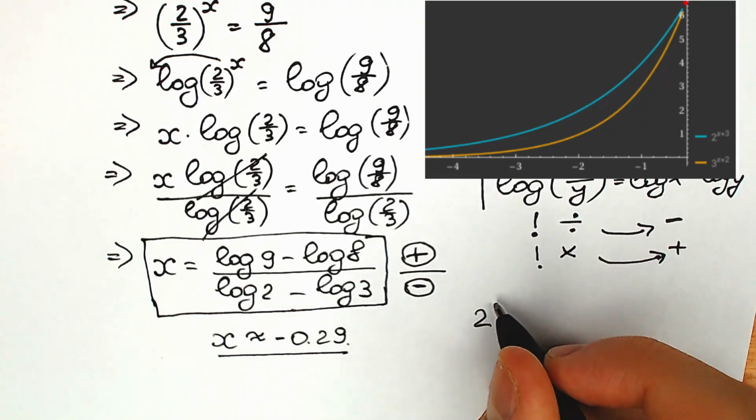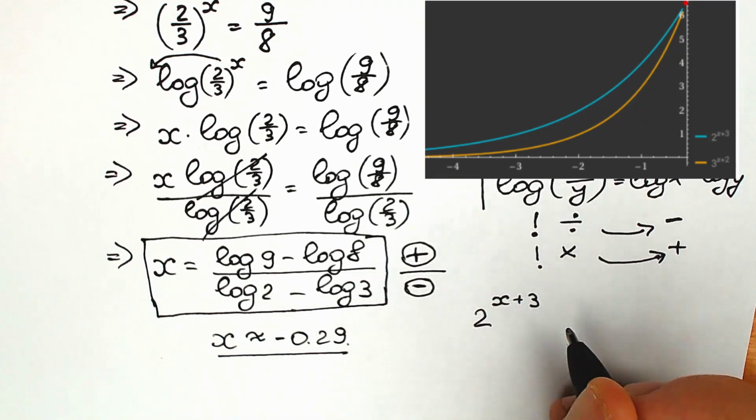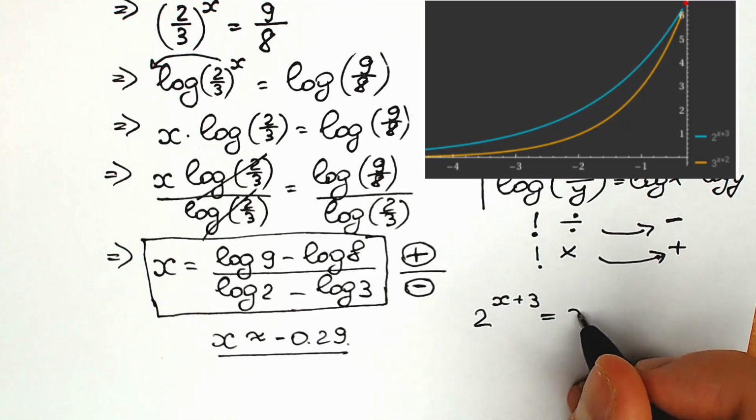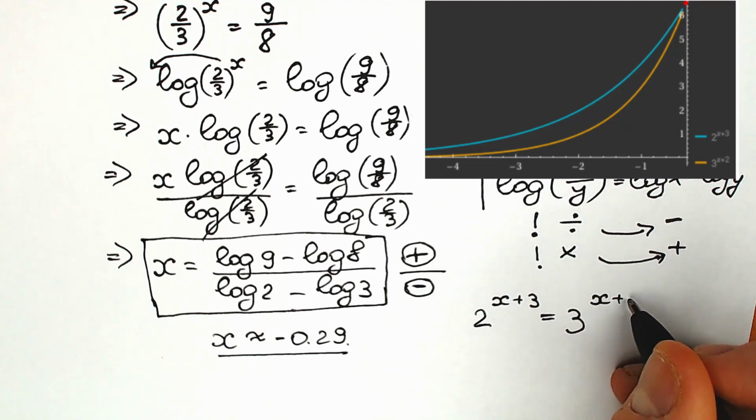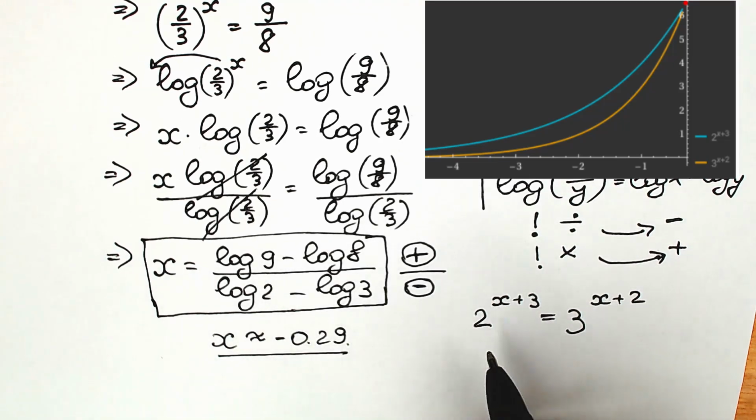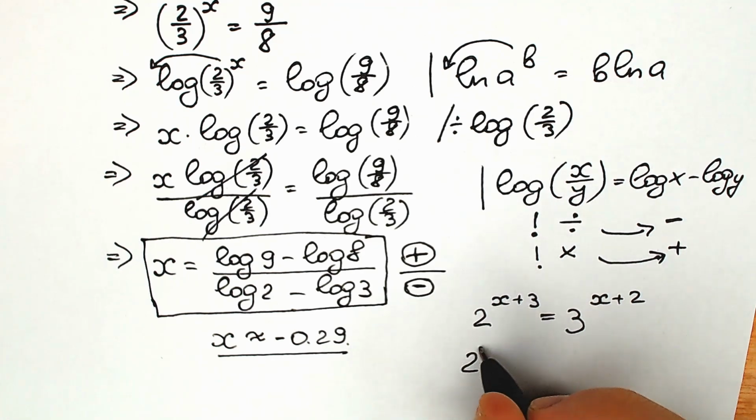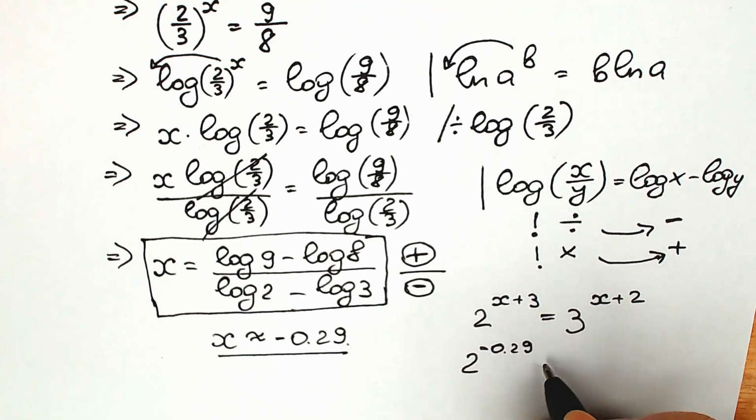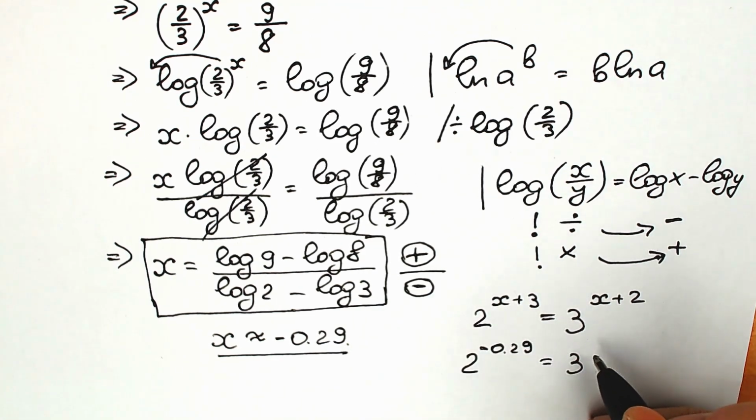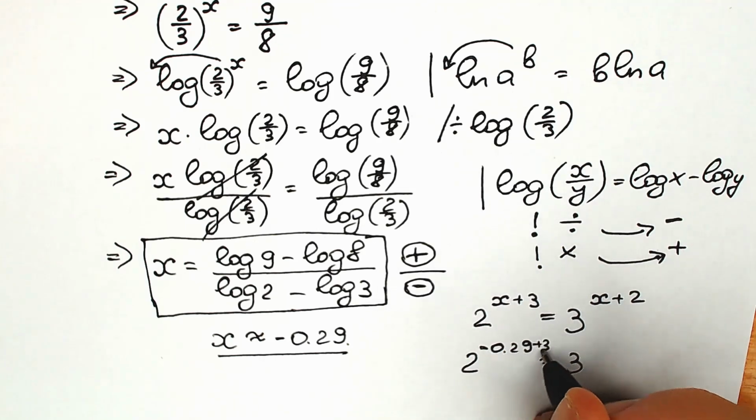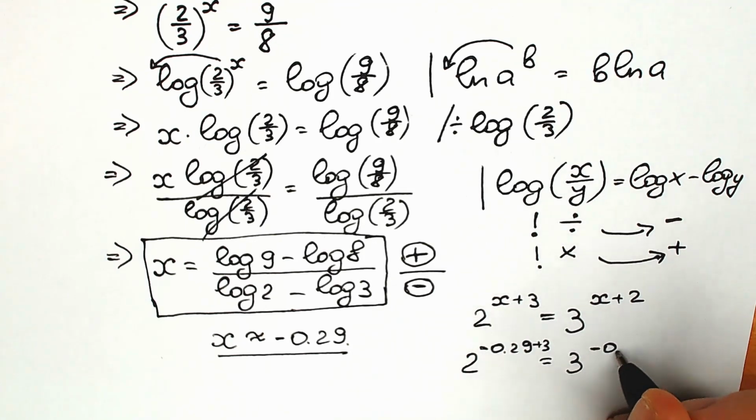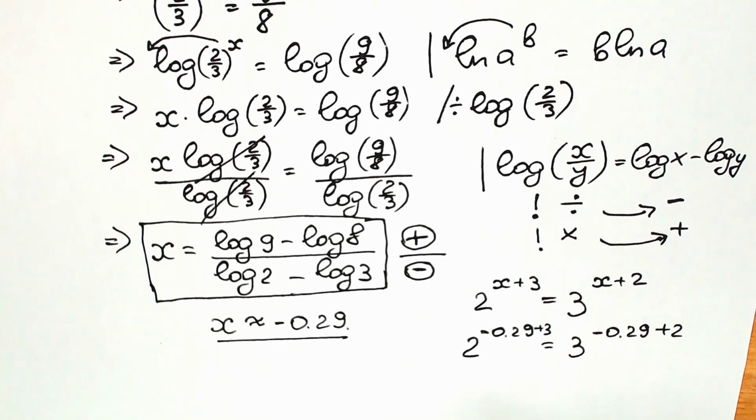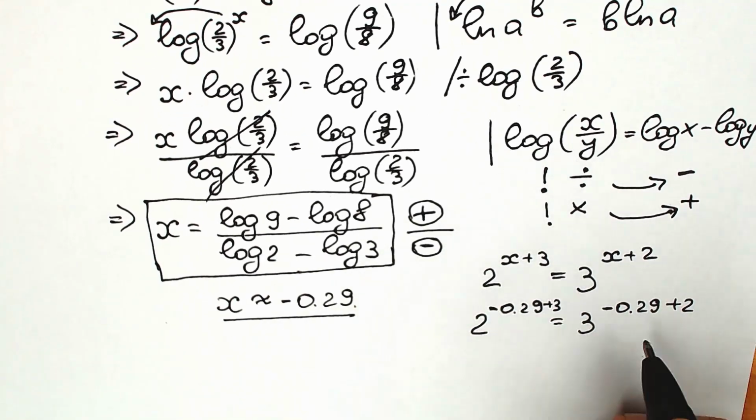What we had in the beginning: 2 to the power x plus 3 equals 3 to the power x plus 2x plus 2. And of course, when we plug it in real quick, we have 2 to the power minus 0.29 plus 3, don't forget about it, equals 3 to the power minus 0.29 plus 2. I just want to type it for you. Maybe you want to check this root real quick.